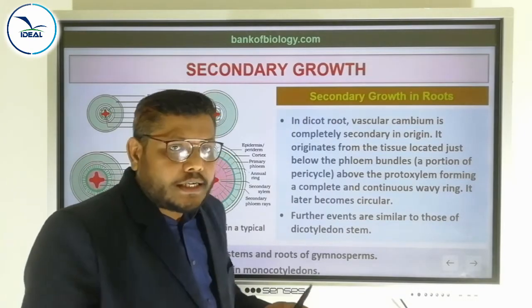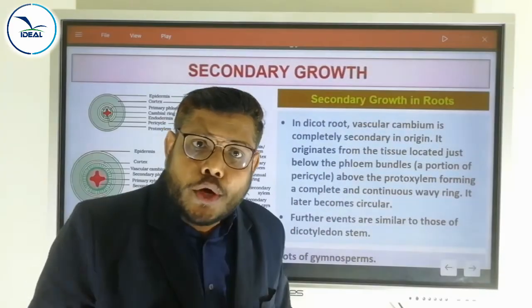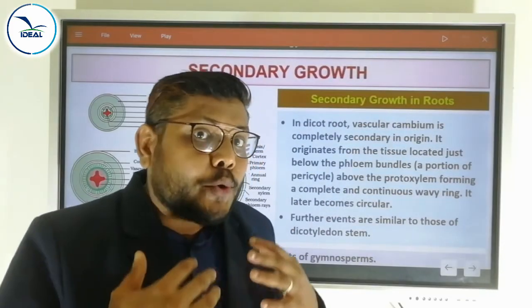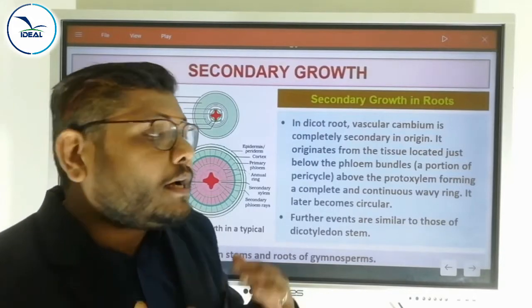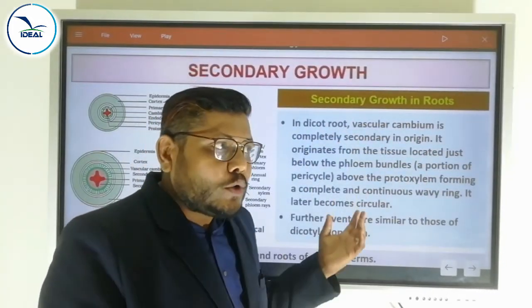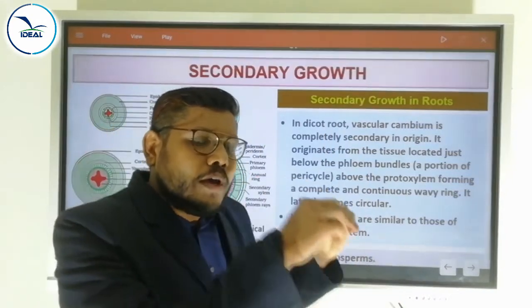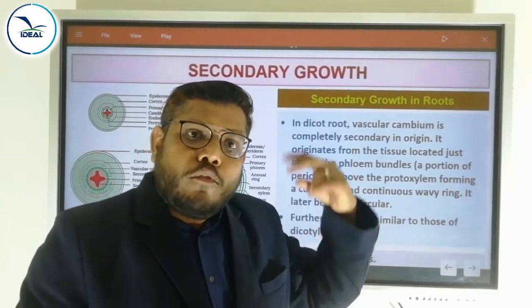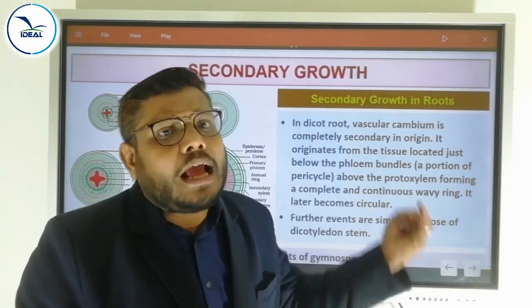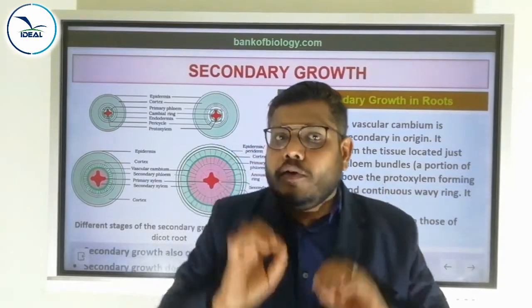We already know that secondary growth takes place in dicot stem and dicot root. In root, the vascular cambium formed during secondary growth is completely secondary in origin. So here also there are two steps involved in the process of secondary growth in roots. One is formation of cambial ring and the activity of the cambium. First one, formation of cambial ring.